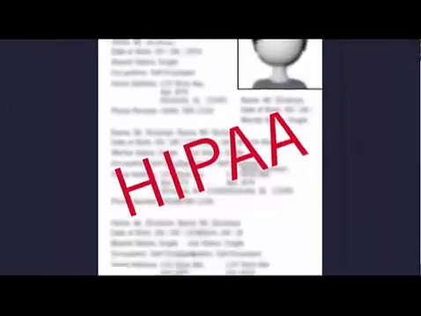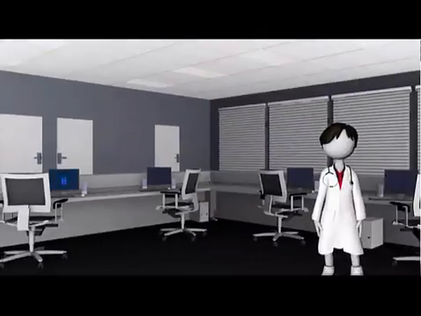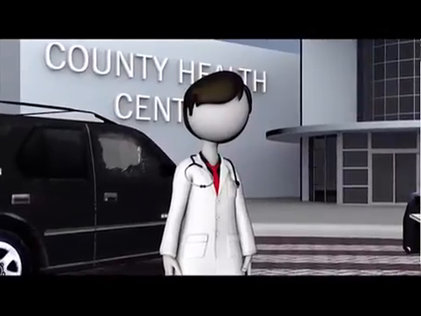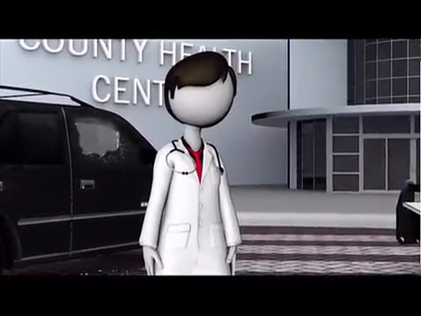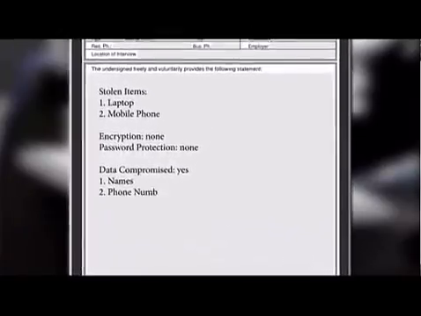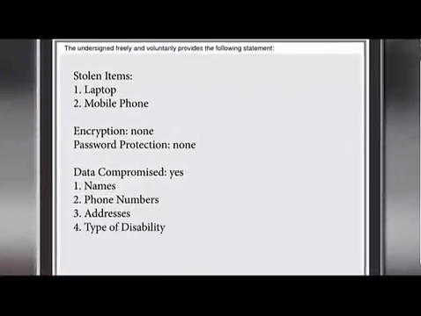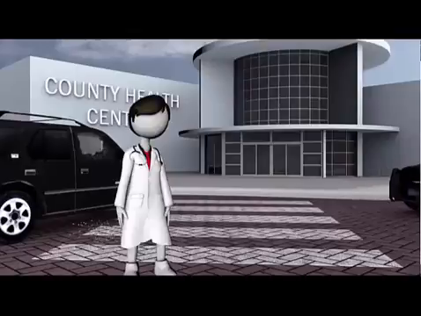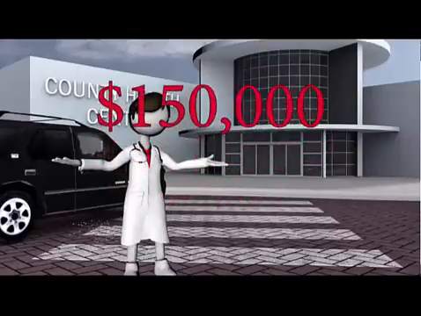Your patient's HIPAA-protected healthcare data is at risk. It could be stolen, lost, or accidentally transmitted by you or your staff. Your network is also vulnerable to high-tech black market attacks. The following real-life incidents illustrate just how daunting the risks have become. In the first incident, an employee of a county health center had his laptop and mobile phone stolen from his car. The devices were not password protected, and both devices contained personal health information of the center's patients, including names, phone numbers, addresses, and type of disability. The total costs for this HIPAA violation are expected to exceed $150,000.